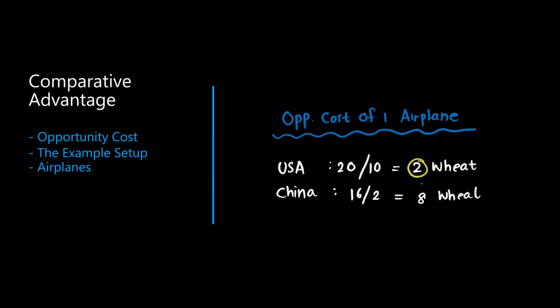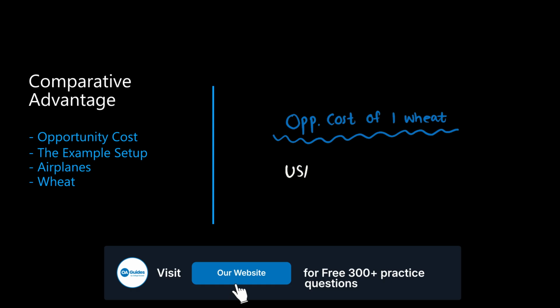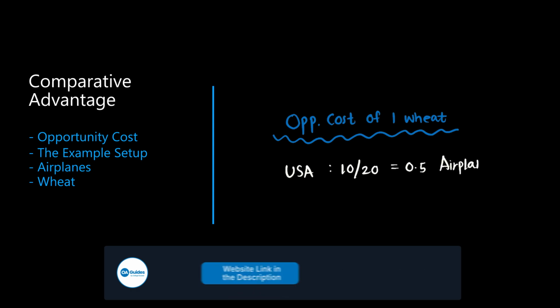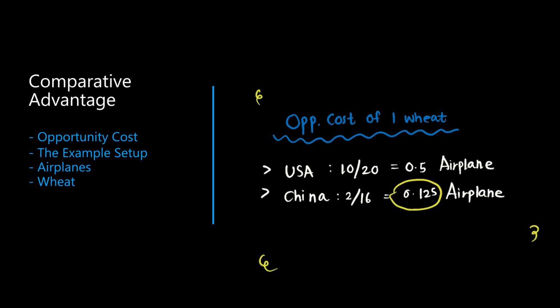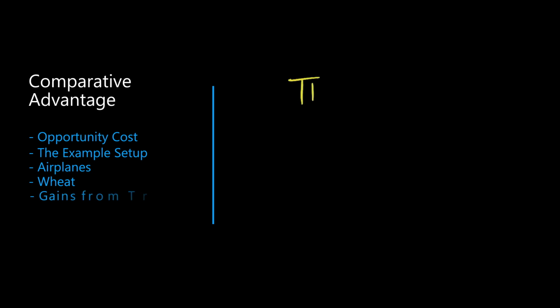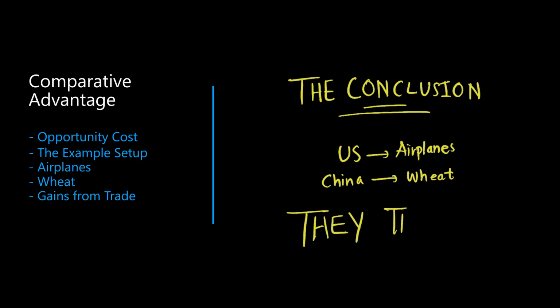advantage in airplanes. Now let's look at wheat. For the US to produce 1 ton of wheat, it gives up half an airplane. For China to produce 1 ton of wheat, it gives up 1/8 of an airplane. China has a lower opportunity cost for producing wheat, so China has the comparative advantage in wheat. The conclusion? The US should specialize in airplanes, China should specialize in wheat, and they should trade. Both countries will end up with more of both goods than if they tried to produce everything themselves. Mastering this logic is crucial for your OA.